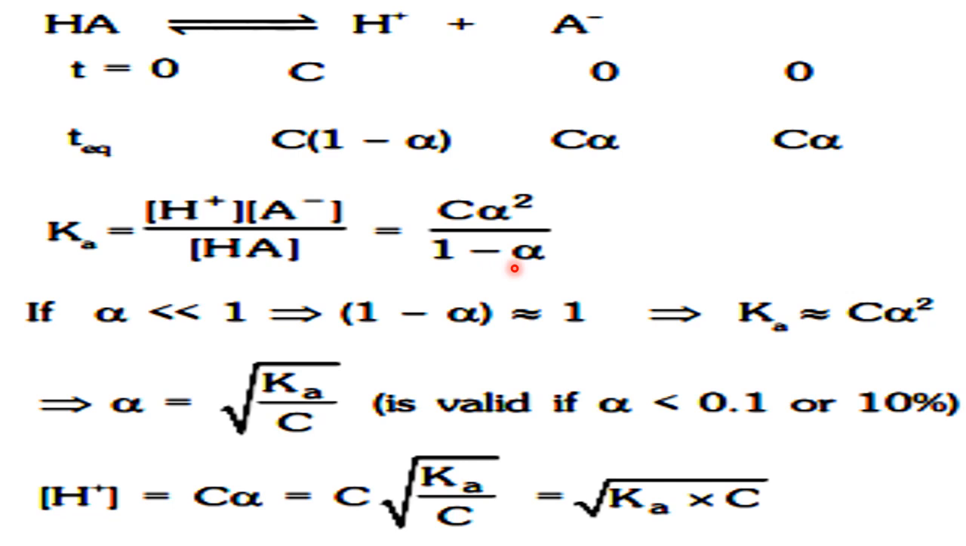So when alpha is so small, what is 1 minus alpha? If you take alpha as 0.00001, some small amount, then 1 minus alpha is nothing but 1 only. Why is it taken like that? Because the degree of dissociation is very small. Because the alpha value is very less, 1 minus alpha is taken as almost equal to 1. That means the K value equals C alpha square only. So alpha square equals Ka by C. Then alpha equals square root of K by C.